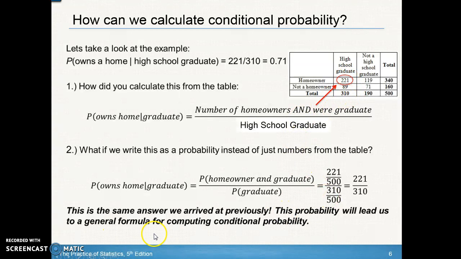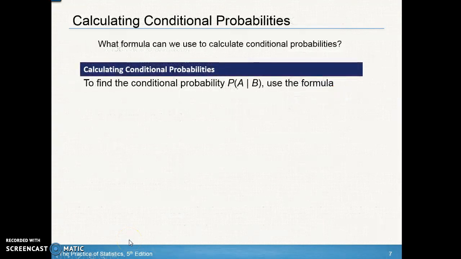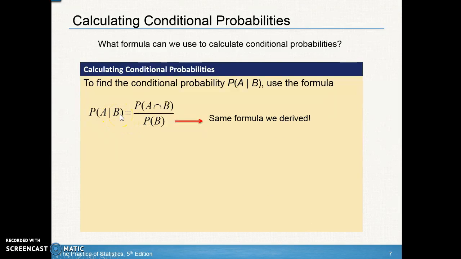This is going to lead us to a general formula for computing conditional probability. All right, so let's think about what we did. When we did the homeowners, the probability of A given B, we looked at the intersection of the probabilities over the probability of what was given, the condition that was imposed. This is the exact same formula that we talked about on the previous page. So A given B is the probability of A and B both occurring divided by the probability of what we already know to occur, which is our condition.